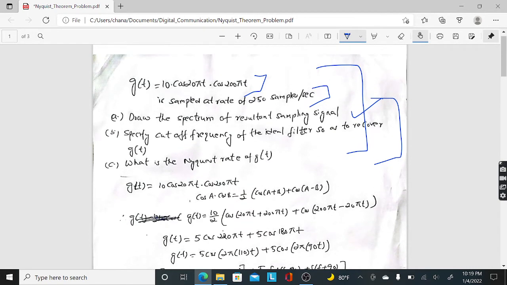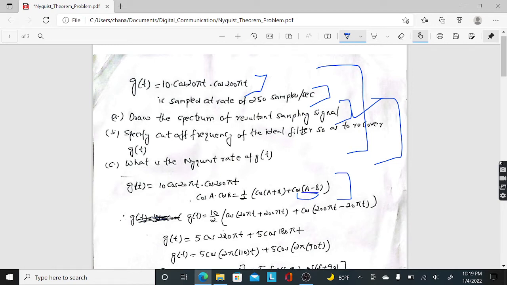So the first part of the problem is the spectrum of the resultant sampling signal. When we say spectrum of a signal, it just means the frequency domain representation of that signal. So our signal is g of t equals 10 cos 20 pi t cos 200 pi t. Now we all know from basic trigonometry cos a cos b is 1 by 2 times cos of a plus b plus cos of a minus b. We know cos of a plus b is cos a cos b minus sin a sin b, and cos of a minus b is cos a cos b plus sin a sin b. So if I add these two, I'll get 2 cos a cos b. So if I multiply by 1 by 2, I'll get cos a cos b.